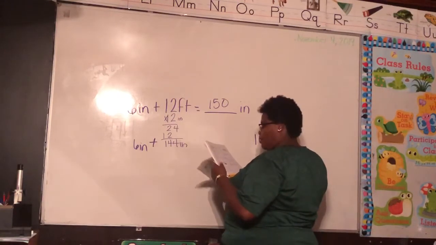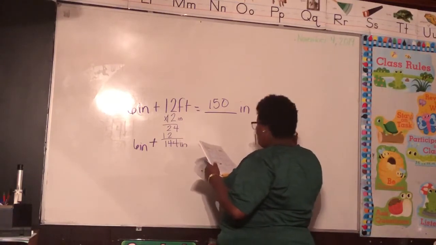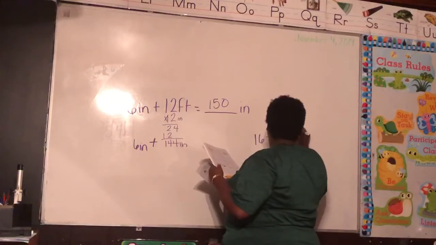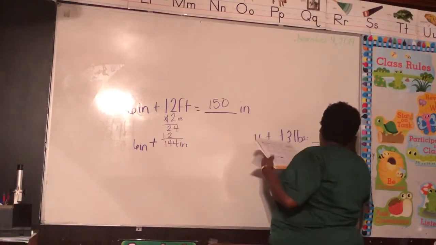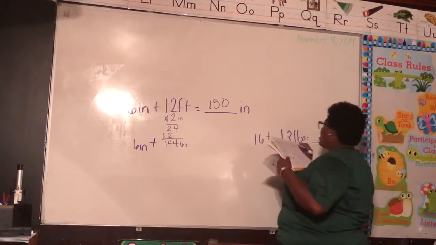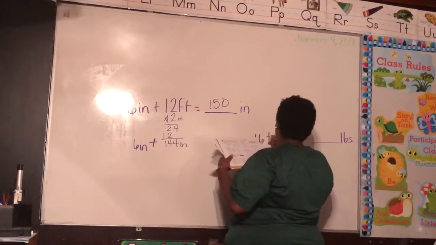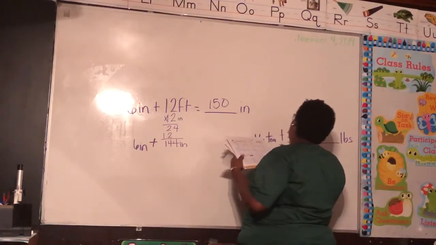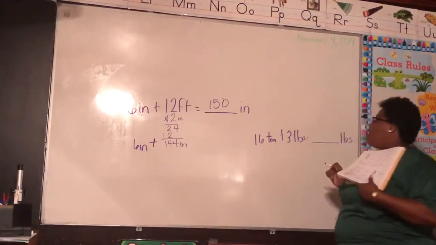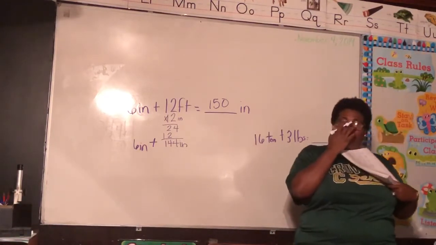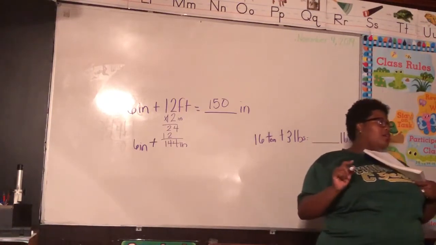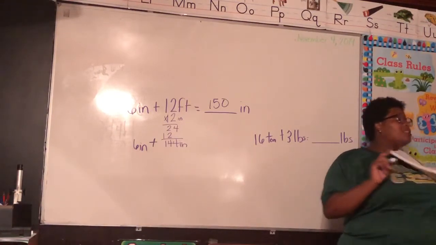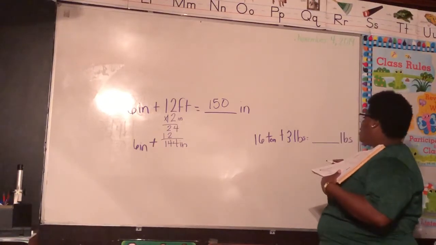16 tons plus 3 pounds equal how many pounds? Now we already know we can't do tons and pounds together. How many pounds are in a ton? 2,000 pounds, okay, equal a ton.